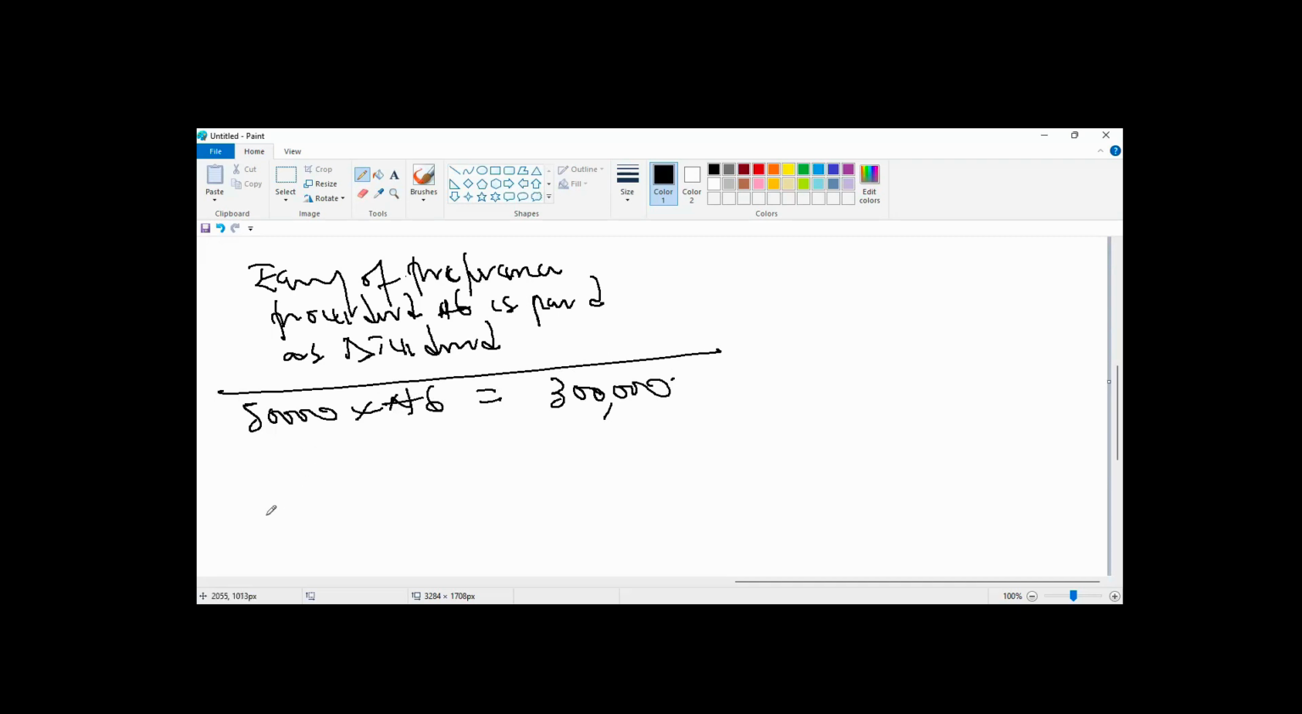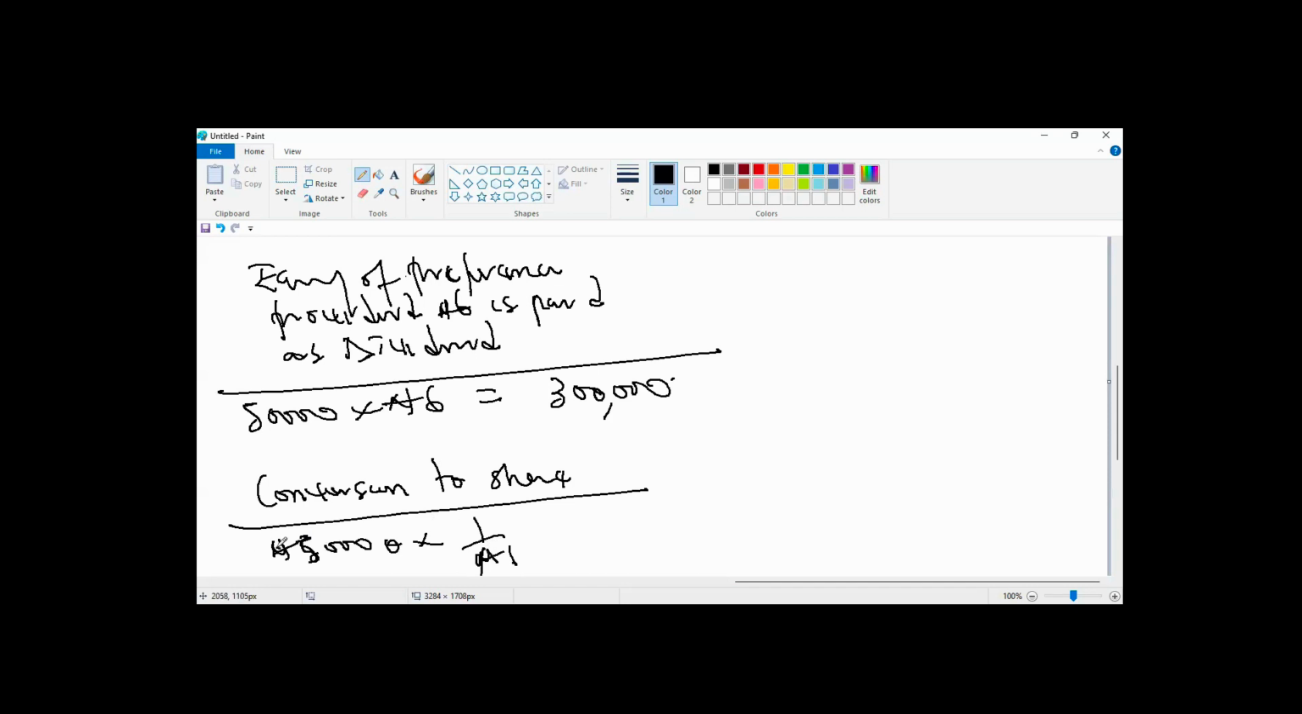Then for the conversion to shares, we have 50,000 naira preference shares times 1 all over naira, naira cancel naira. So it will give us 50,000 shares.